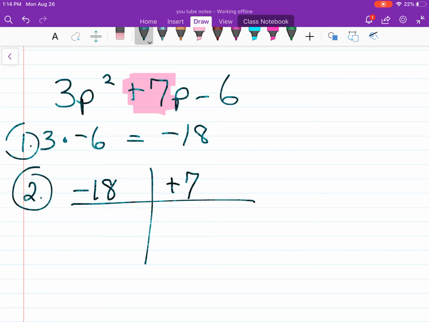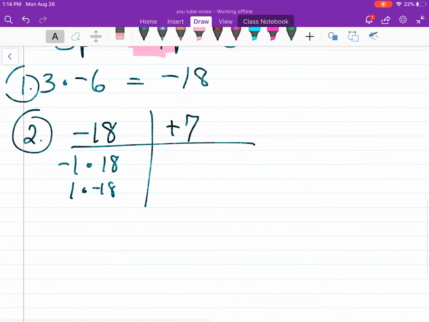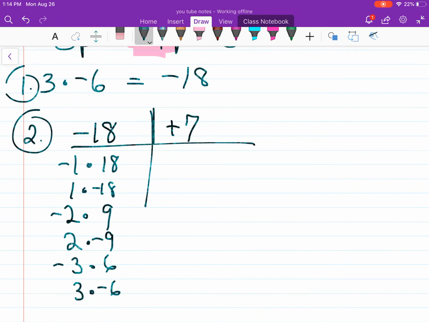So, the only way that's going to happen is if I have 2 different signs. So we're going to go negative 1 times 18 or 1 times negative 18. Negative 2 times 9 or 2 times negative 9. Negative 3 times 6 or 3 times negative 6. I'm going to come over here and I'm going to do the exact same thing I did in the other problem.